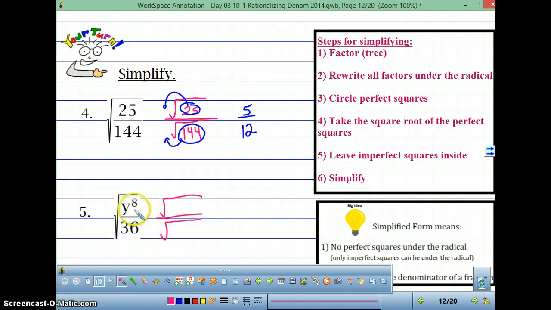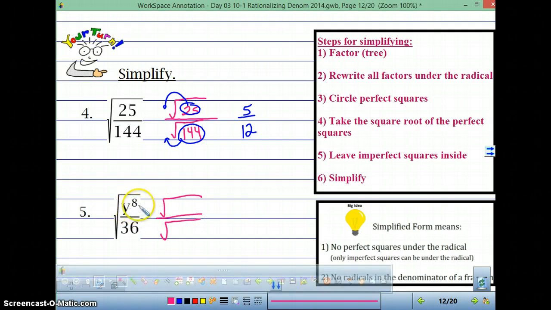Here we go. What would I do with y to the 8th? I can split that into a pair: y to the 4th times y to the 4th. This one, that's already a perfect square, 6 times 6. I could write 6 times 6, or I could just write 36.